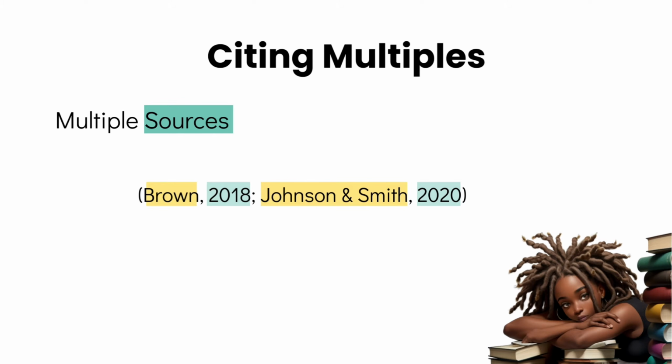There are some institutions that prefer that you arrange them chronologically. Again, for my people like me, this means by date, year of publication, from earliest to latest. For example, Brown 2018; Jones and Smith 2020. This example is both in alphabetical and chronological order. And that's how you handle multiples in Harvard in-text citation. Not so bad, right? Remember, practice makes perfect.